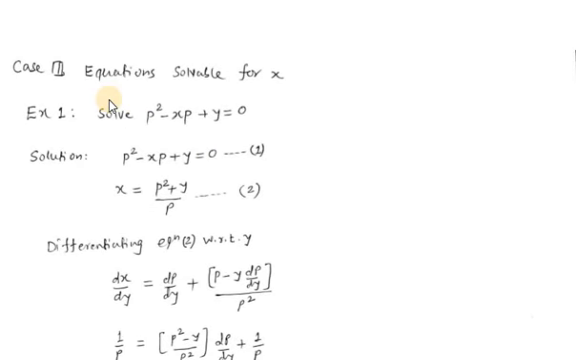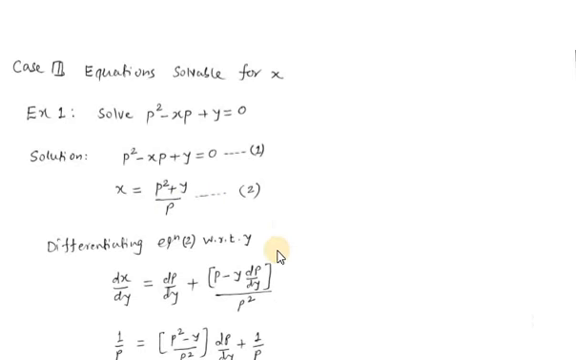Now we will see case number 3, equation soluble for x. Example number 1. Solve p square minus xp plus y equals to 0. Say this is equation number 1. Now making x the subject, that is x equals to (p square plus y) divided by p. Now say this is equation number 2.